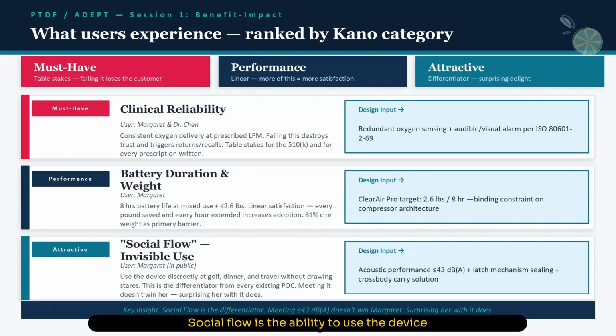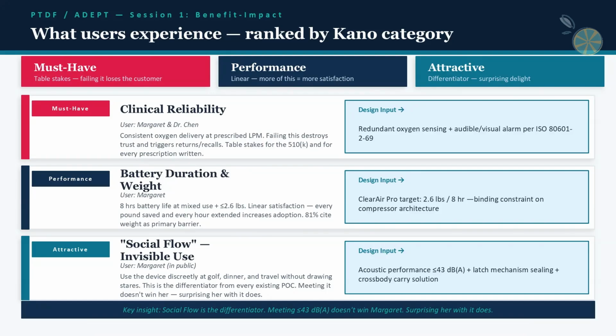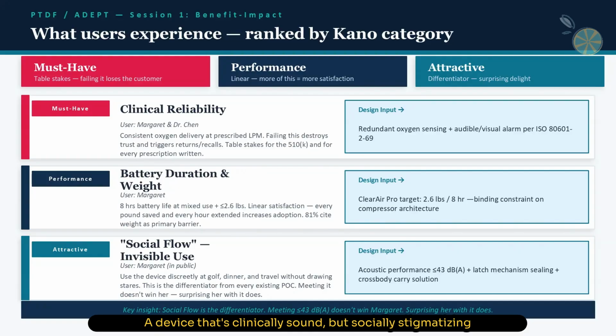Social flow is the ability to use a device in public without drawing attention, and this is rated as attractive. That's the differentiator, and the team didn't limit it to acoustic performance. It's the sound, yes, but it's also the setup sequence in a restaurant, the carry bag interaction, the visual profile in a social setting. A device that's clinically sound but socially stigmatizing will stay in the closet, which defeats the clinical goal.